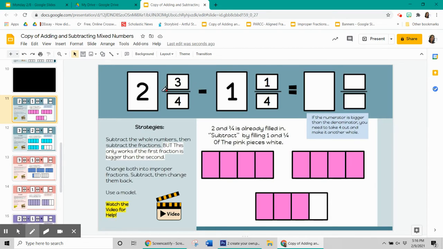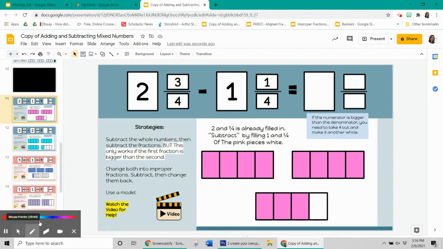Another way is to convert them both into improper fractions and then subtract and convert it back, and that will work every time. And the last way is to use a model, which will also work every time, but can be a little more time consuming. So I'm going to show you all 3 ways.